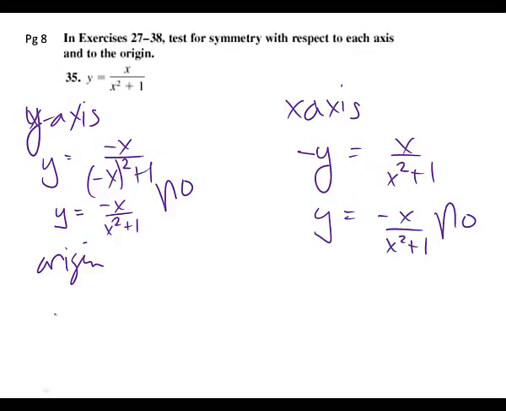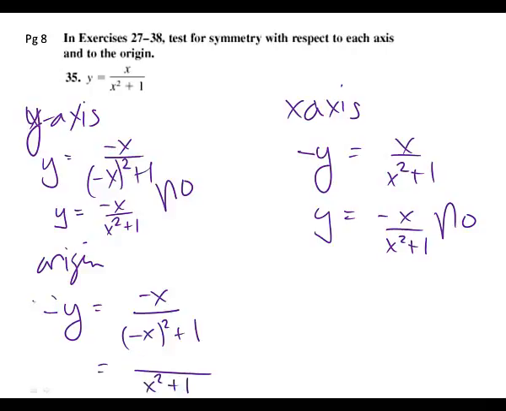Origin says I replace both, right? So I'm going to put in a negative y and a negative x. Okay, my denominator becomes positive x squared plus 1. Could I divide that to the other side? So that's going to be a negative times a negative, which is going to go what? Positive. Did I get the exact same equation? I don't know why I happened to pick two that were both origin symmetry.